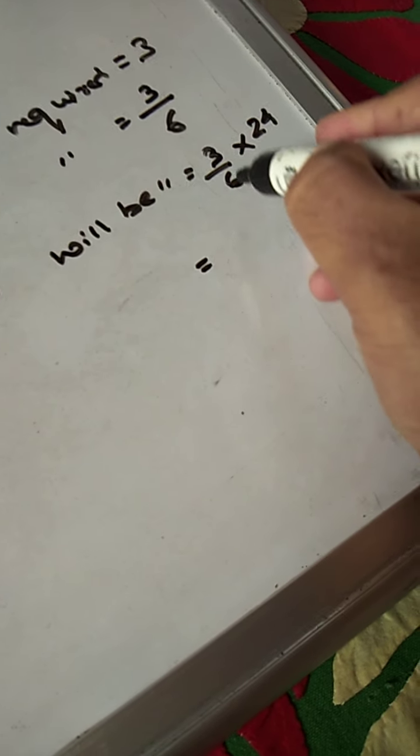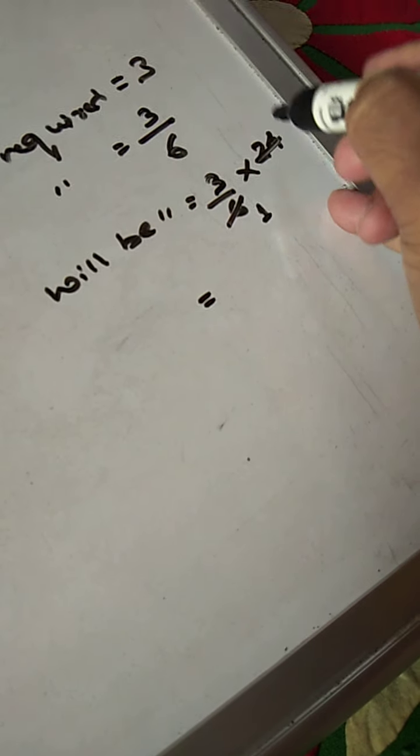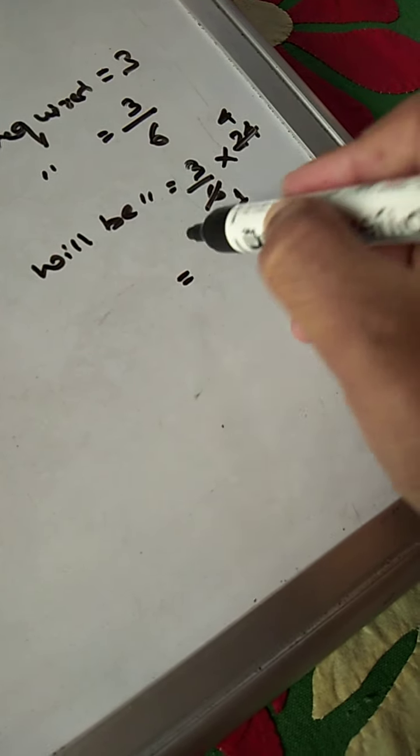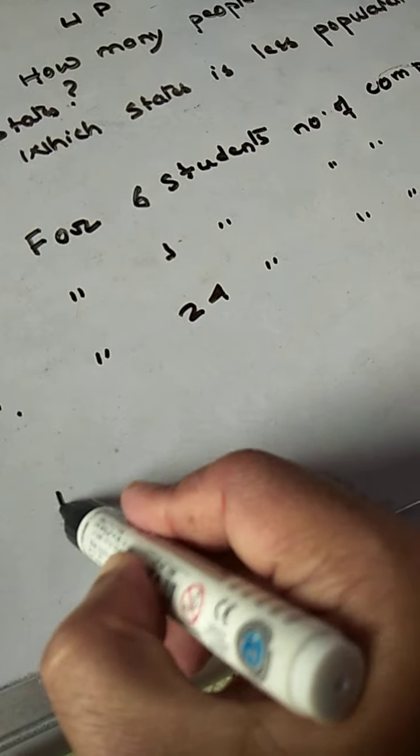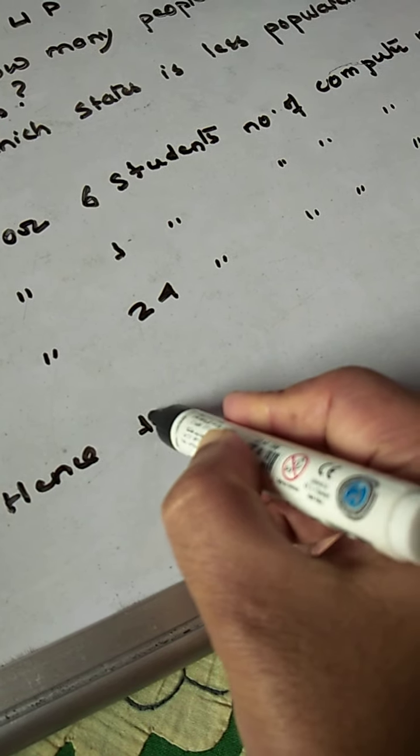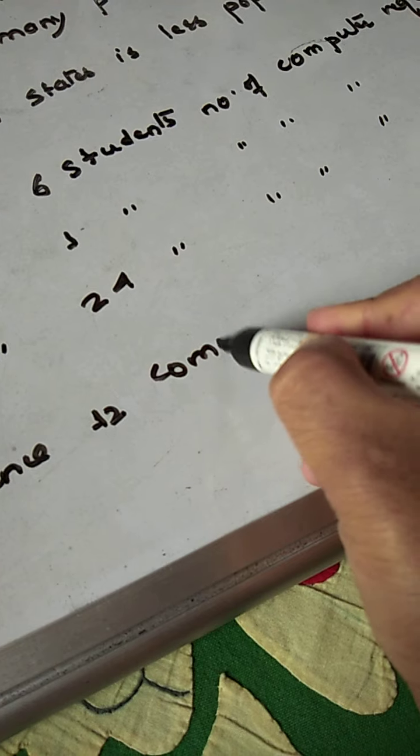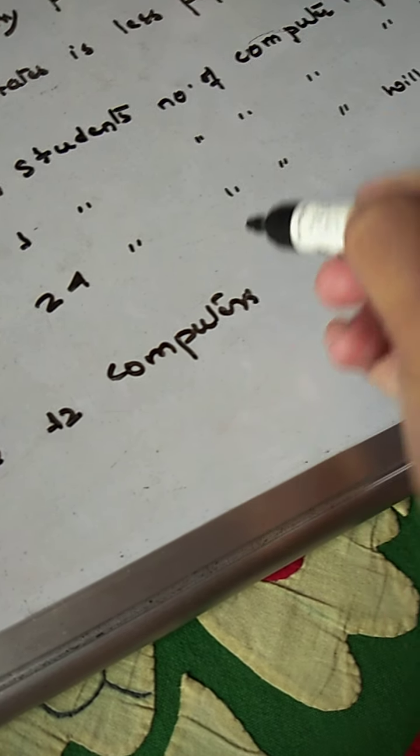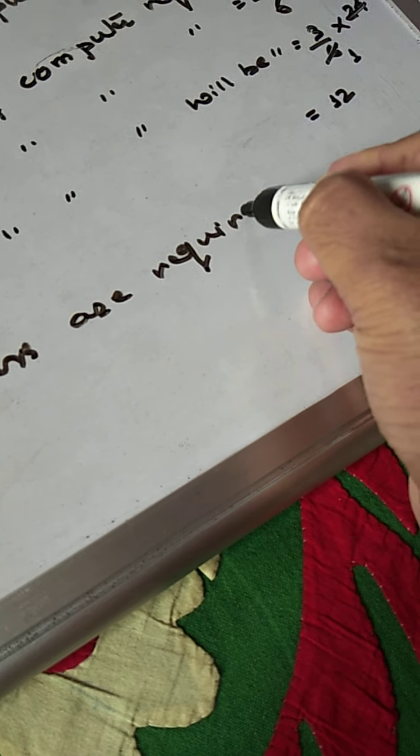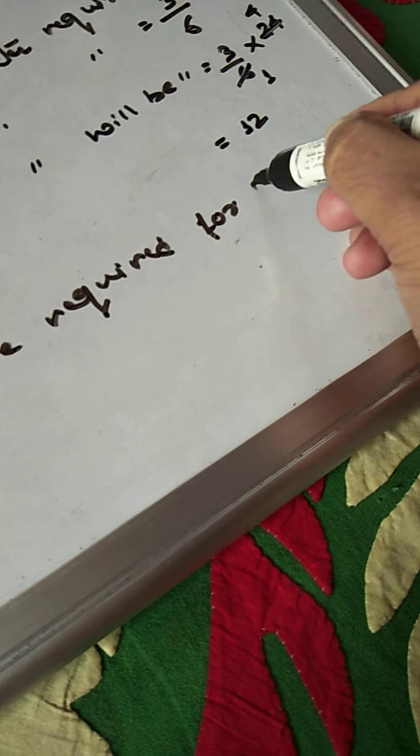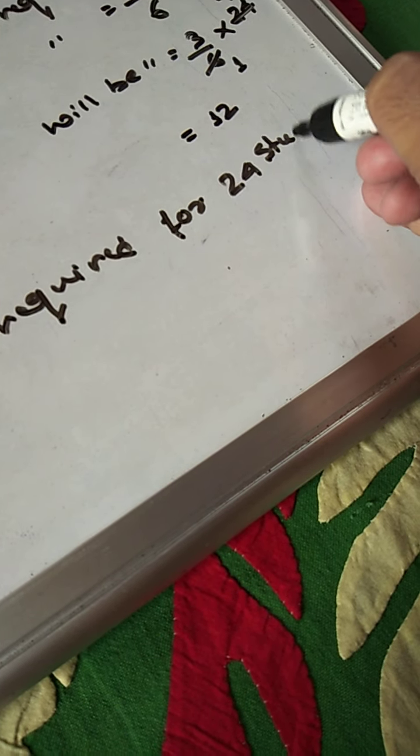Now finally we'll do the calculation, that is 6 ones are 6, 6 fours are 24. Now 3 fours are what? 12, isn't it? So you will conclude the answer as, hence, 12 computers are required for 24 students. This is how you will conclude this sum. I believe that it was very easy for all of you. Now let's move on to question number 3.